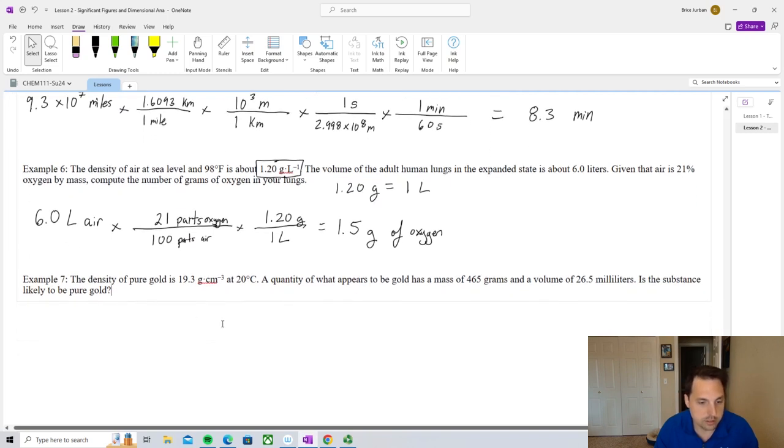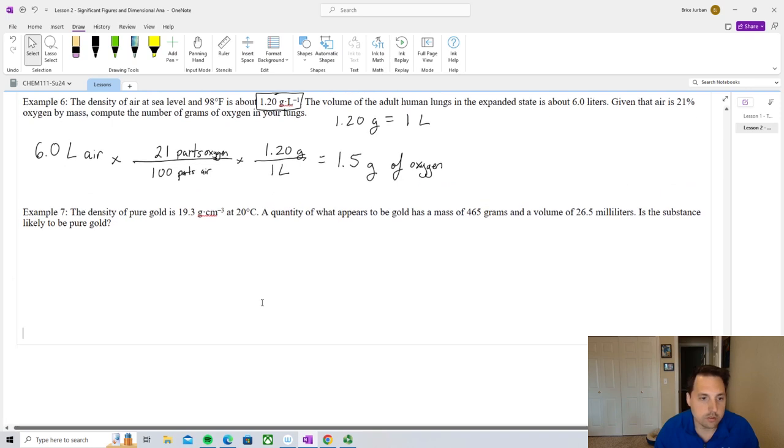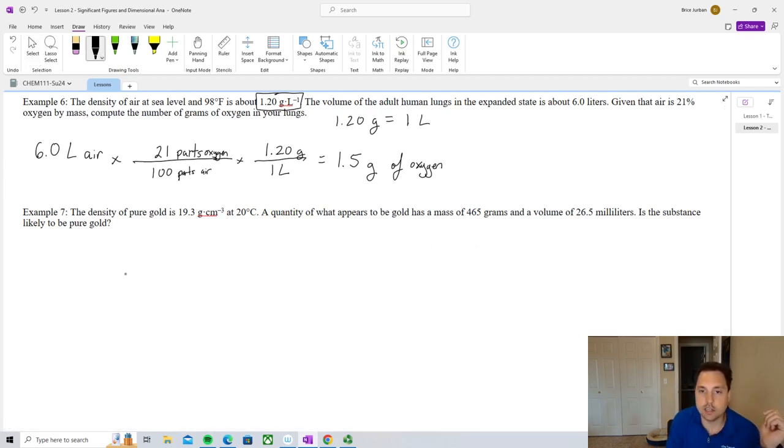All right, so let's look at the last problem here. This one here is asking about a substance that appears to be gold that has a mass and a volume, and we want to know, is this substance likely pure gold? We can calculate the density. We have a mass and we have a volume. So here we're not really going to make use of dimensional analysis. We're just going to actually make use of the density equation.